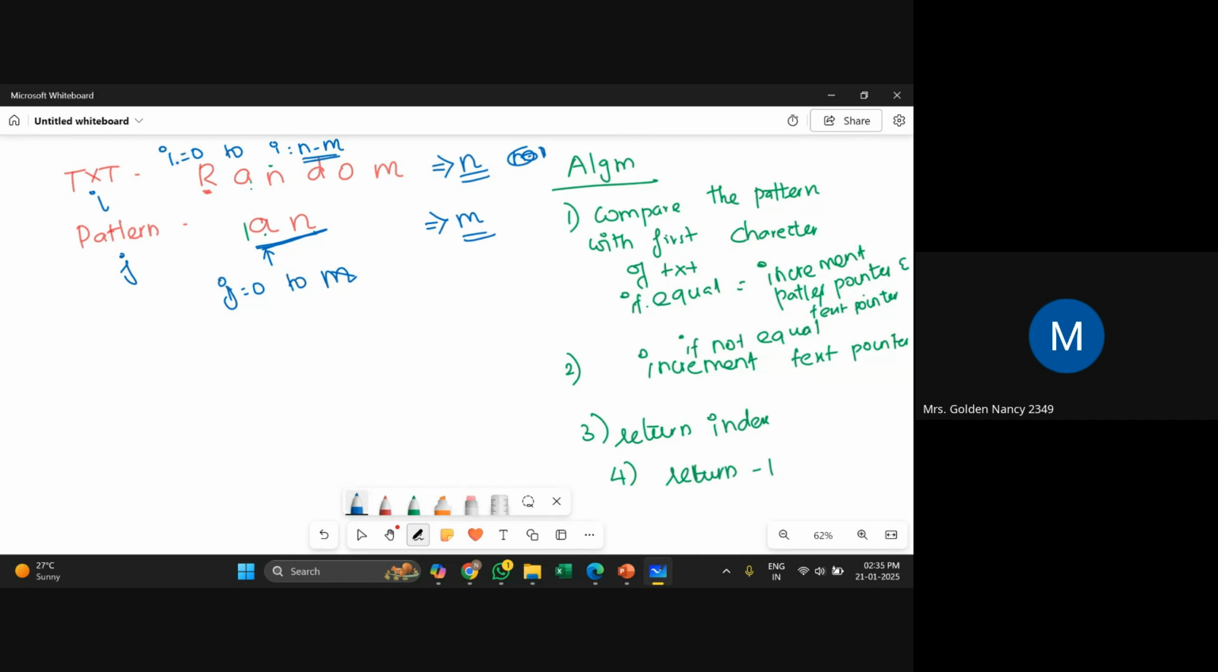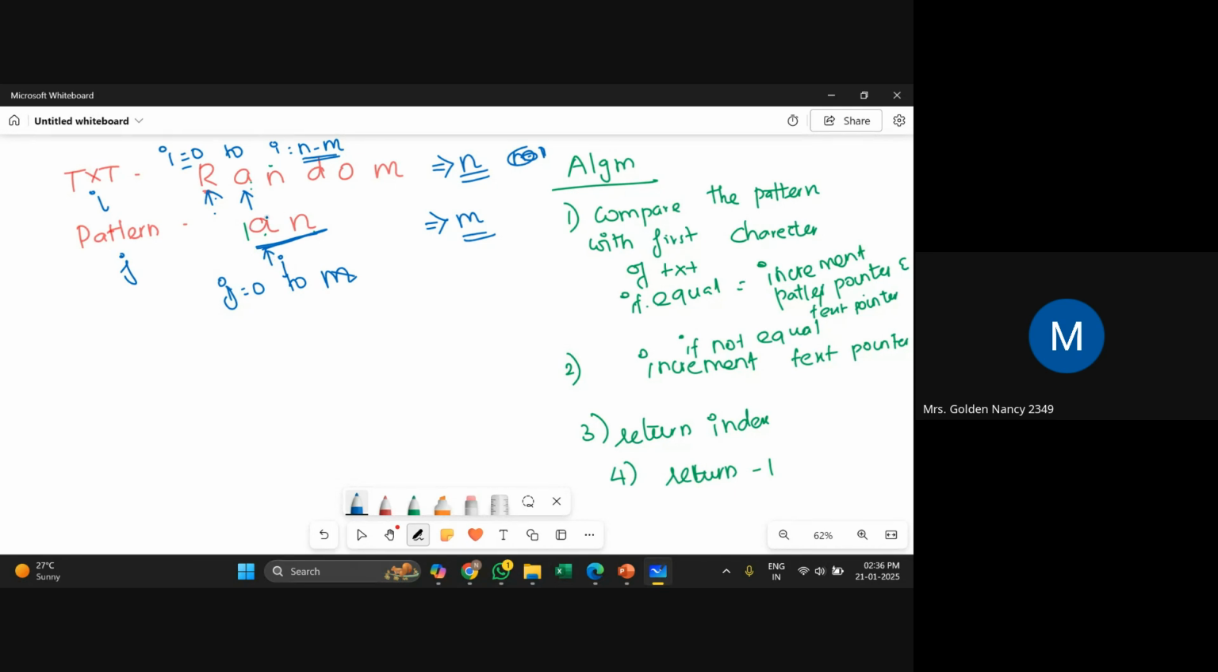So we have two pointers, i and j. i is the pointer in the text and j is the pointer in the pattern, and we compare the 0th position of the pattern and the text first. If they are equal, good, but in the example given, they are not equal. So you increment the text pointer itself. Again you compare. Now the value of i is equal to 1, and you compare the pattern for j equal to 0 and j equal to 1.